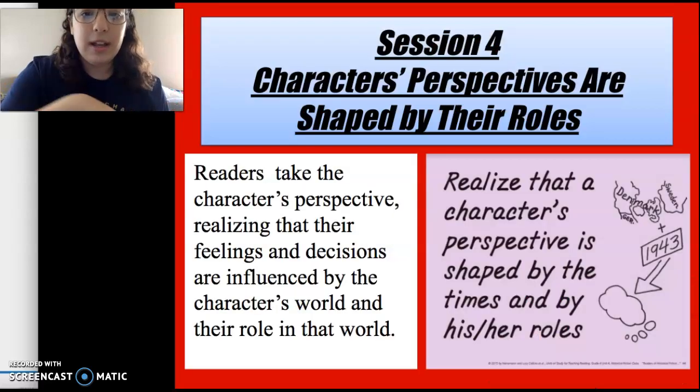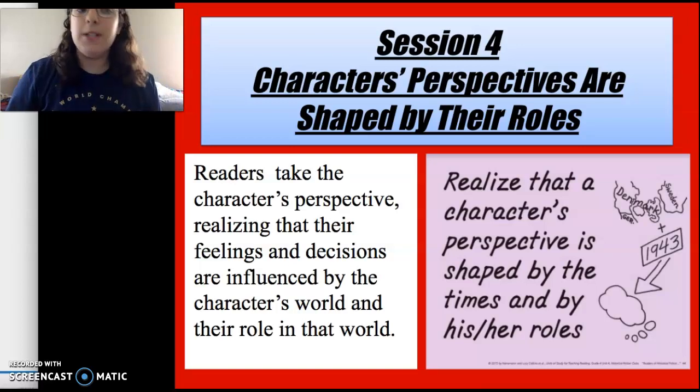Today we're looking at characters' perspective. We've talked about perspective before. Perspective is how a person sees their experiences, sees the world, and has their own point of view. Every person, not just in books but in life, has had their own experiences and is living at a time where outside things are impacting them. Those outside experiences, people, events, and historical moments are impacting every person and every character.